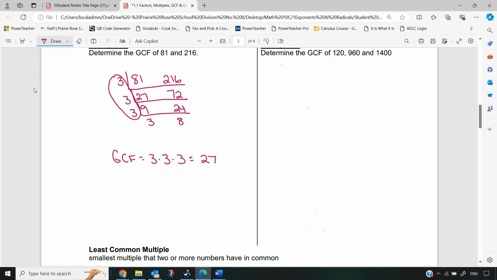Using that alternate method, I'd like you guys to try doing the GCF for 120, 960, and 1400. So again, pause your video, try the question, and then come back and check your work.